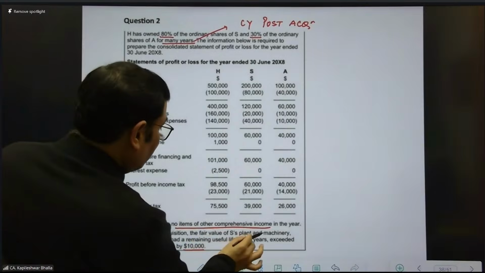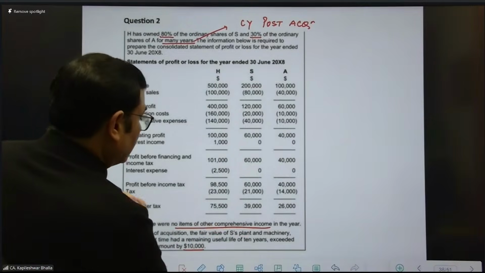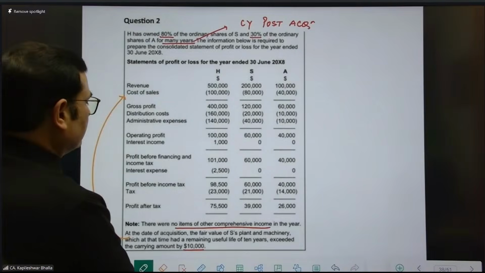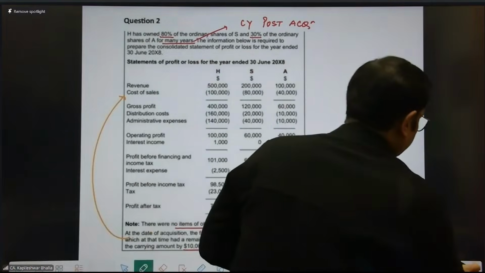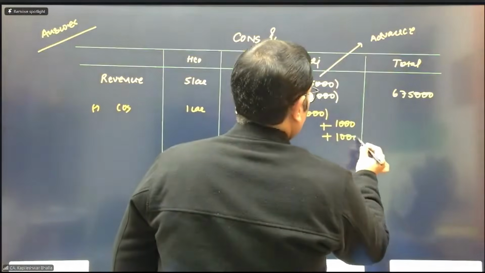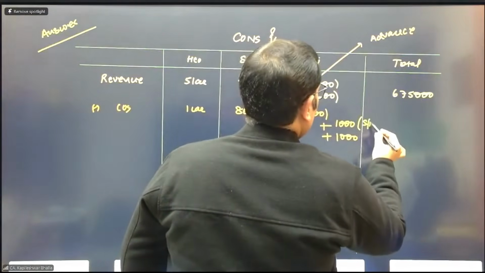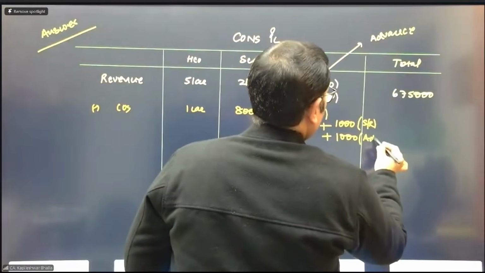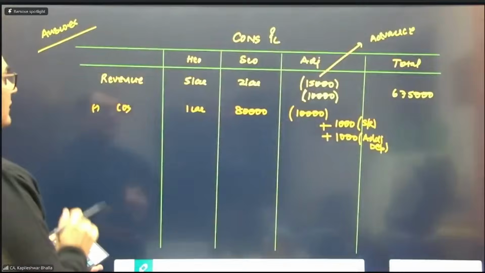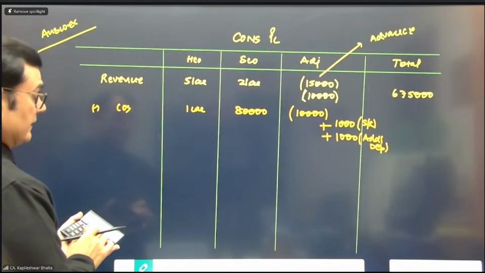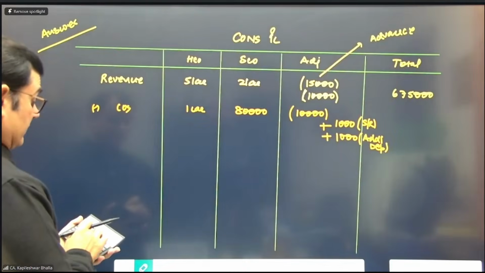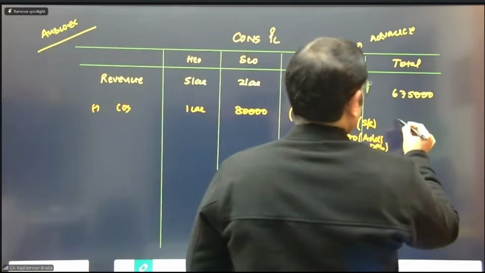The fair value of the plant and machinery had a remaining life of 10 years, exceeding by 10,000. So we can say the current year depreciation is going to be 1,000 extra. So we take this 1,000 additional depreciation as well. Just for reference, this is the stock reserve and this is the additional depreciation, just to give you the track. So this is going to be 1 lakh 80 minus 10 and plus another 2. That makes it 1,72,000.